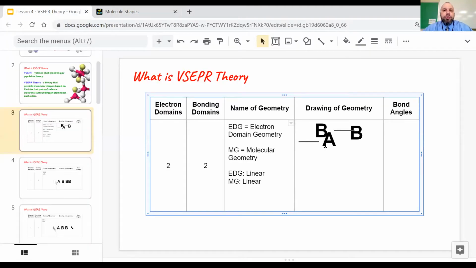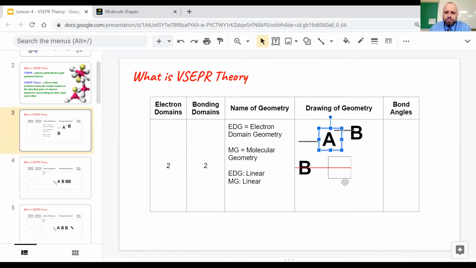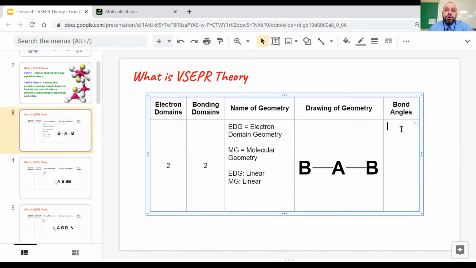So now going back to our VSEPR theory page, I'm going to arrange these atoms so that they look like the model represented. Okay, you can now see what our molecular geometry representation looks like. And then in the last column, we will fill in the bond angle. In this case, there's a 180-degree bond angle. There is only one of them. So in parentheses, we will put a 1.